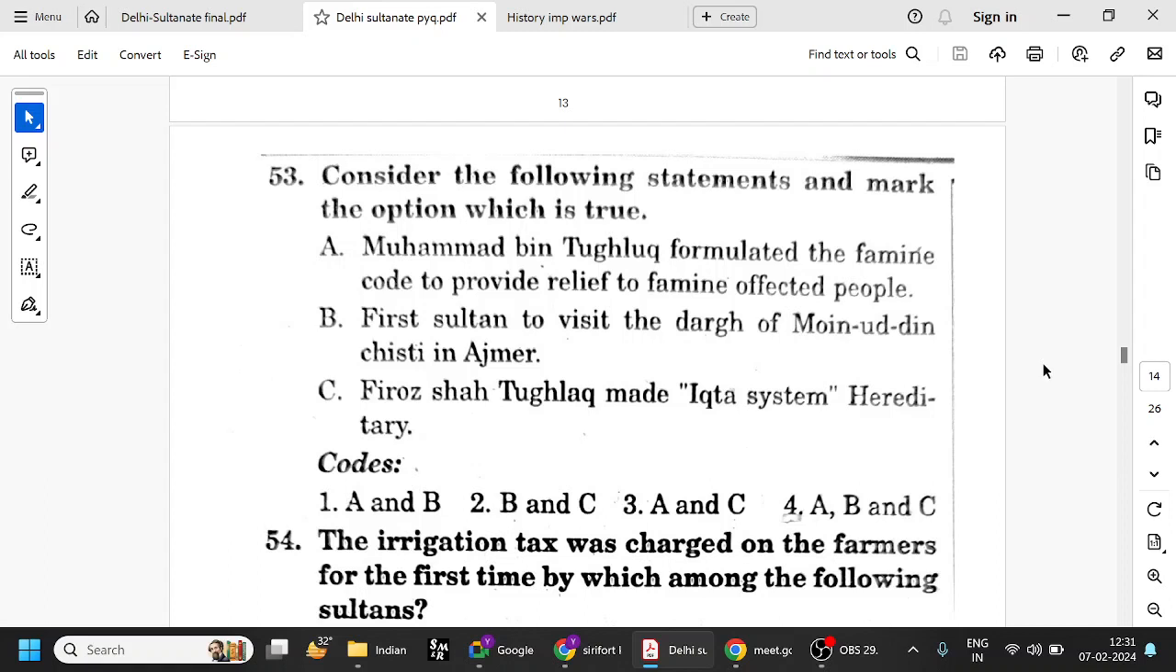Okay, Firoz Shah Tughlaq, we have seen Firoz Shah Tughlaq and Sikandar Lodi and Aurangzeb, three emperors who were not secular. Remember that. He imposed jizya on Brahmins. Remember that. Firoz Shah Tughlaq. And he also made the Ikta system hereditary. Remember that also. So immediately we have to remember Firoz Shah Tughlaq imposed jizya on Brahmins, he was not secular, and he made the Ikta system hereditary.